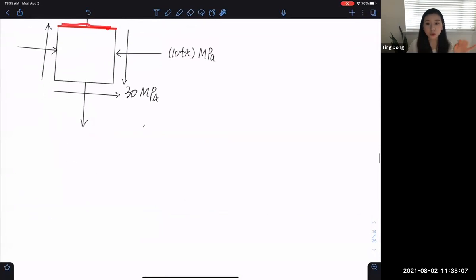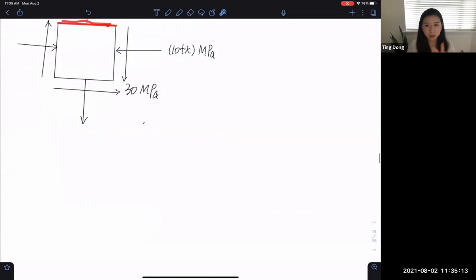So these are the two methods for stress transformation: the equation method and the Mohr circle. You need to know how to use both.